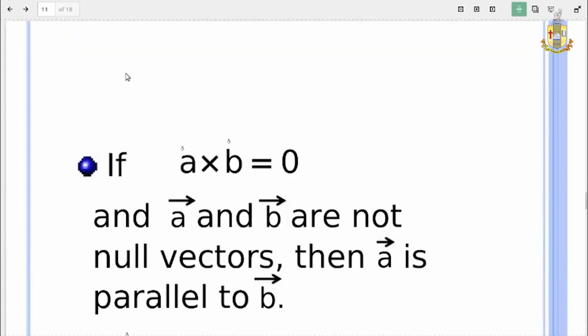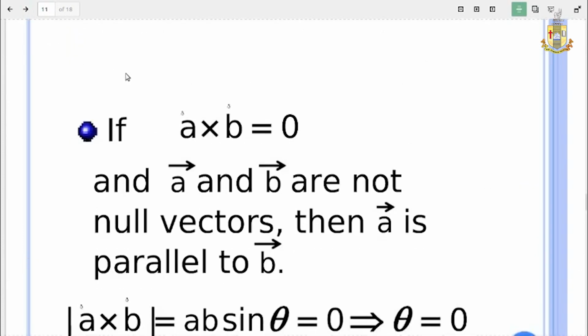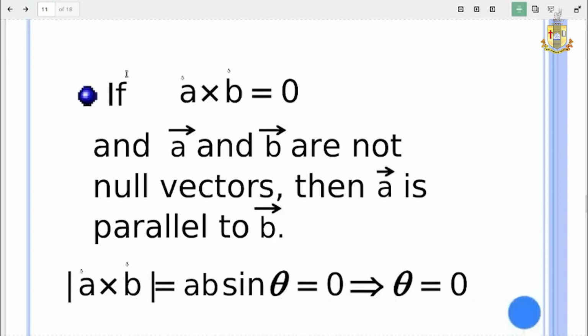We already know that. Then the next case is if the cross product of the two vectors is 0, and we take A vector and B vector as not null vectors. Then when will the cross product of the two vectors be 0? Only if they are parallel. So if A vector and B vector are parallel to each other, then A vector cross B vector will be 0.